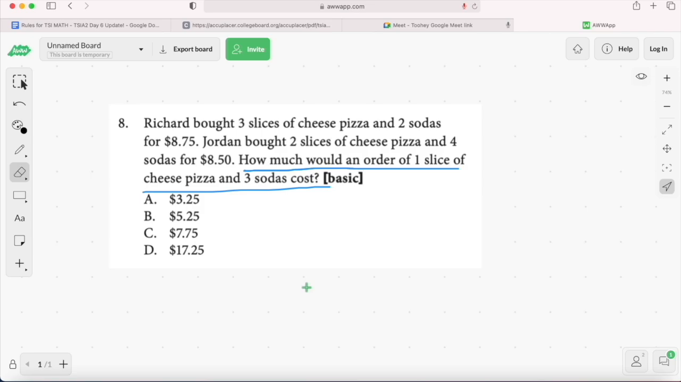Let's go back to the beginning of the question. They tell us 3 slices of cheese pizza and 2 sodas cost $8.75. Soak that in for a minute. Imagine 3 slices of pizza, 2 sodas, and paying $8.75 for that. Does that sound reasonable, by the way? Just imagine buying 3 slices of cheese pizza at some pizza shop, and 2 sodas. Does that sound reasonable, by the way?